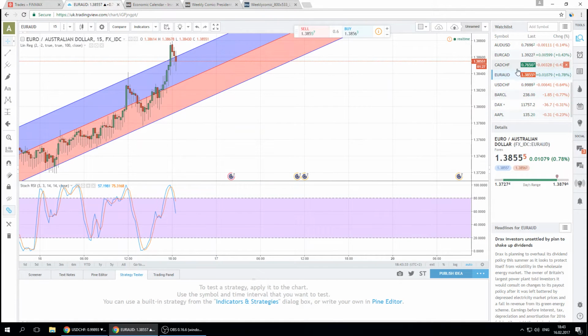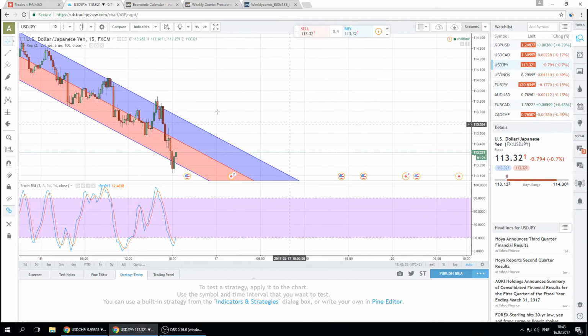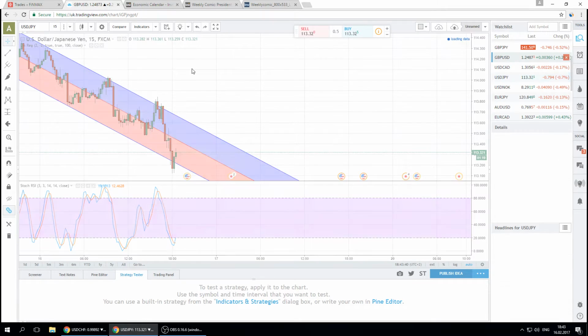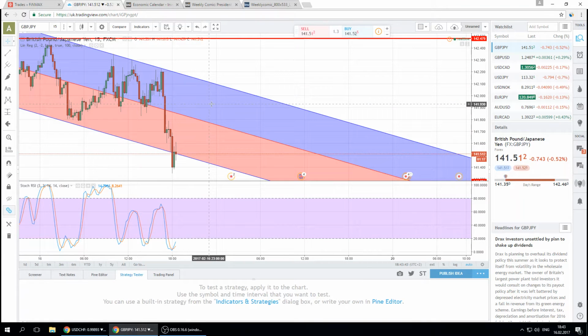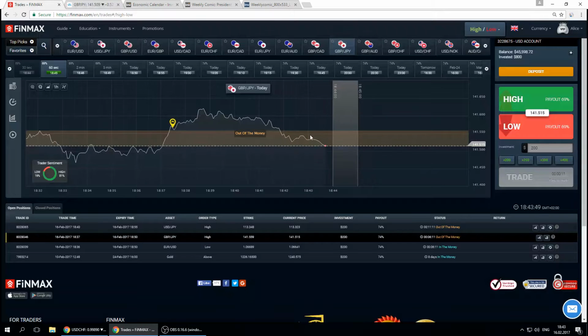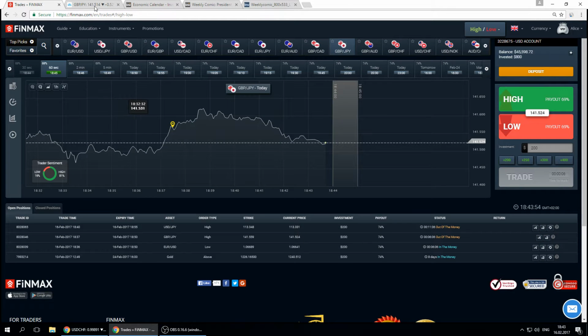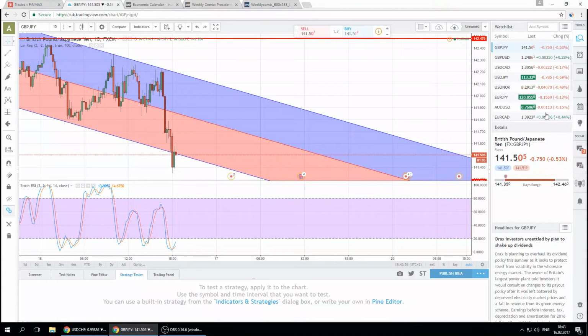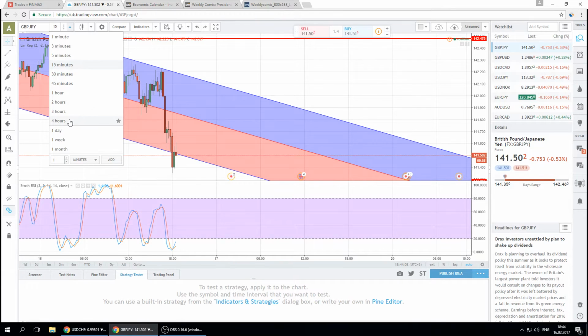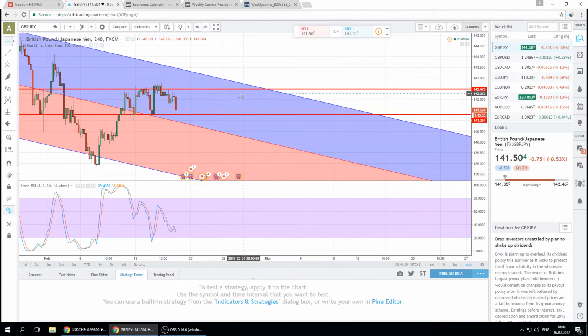So let's go back to the currency pairs that we are trading right now, USD JPY and British Pound JPY. So the trend has turned back. Let's wait to see how our trade is going to expire. The system was using linear regression. It works pretty well on long time frames as well as short. Personally, I prefer to trade longer time frames.